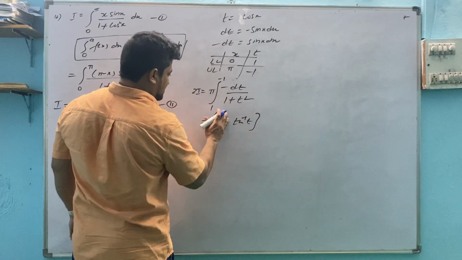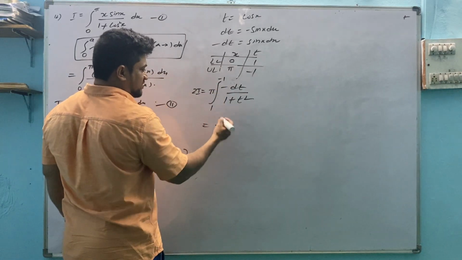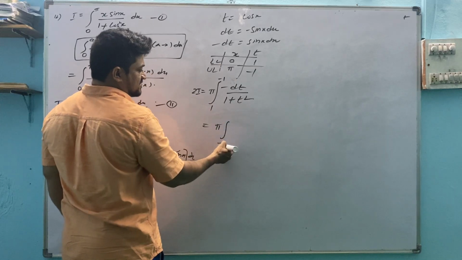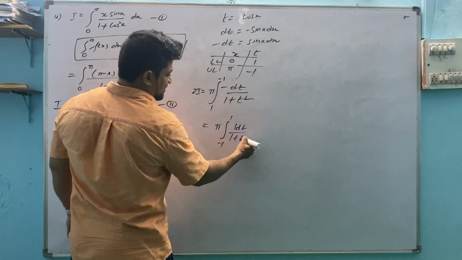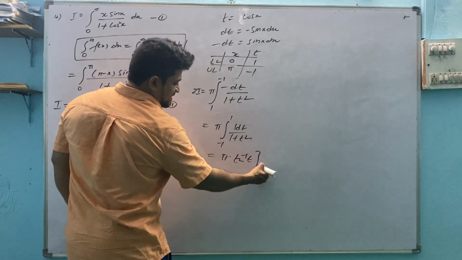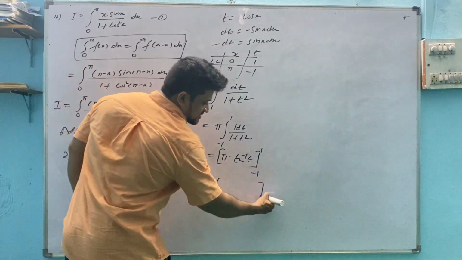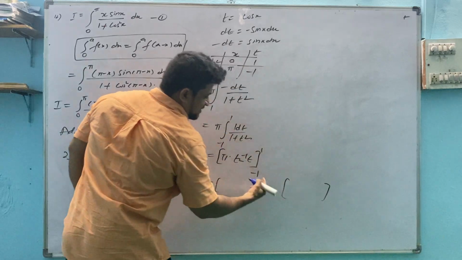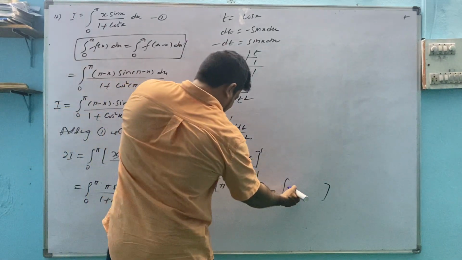Or you can do one thing. If you don't want to write it like this, first write this minus sign, you can apply it to the integral. This 1 to minus 1 becomes minus 1 to 1. This is dt by 1 plus t square. Pi into 1 by 1 plus t square is tan inverse t, plus c we are not taking, from minus 1 to 1. Then we will take two brackets. In the first bracket we will substitute 1. In the second bracket we will substitute minus 1.